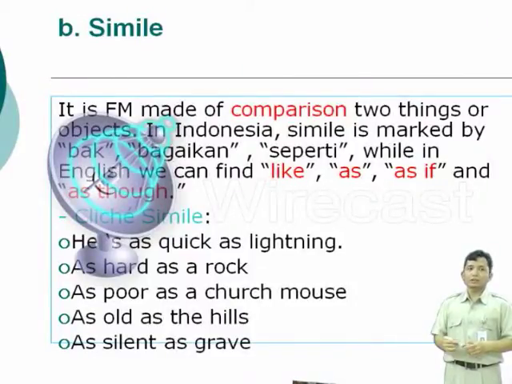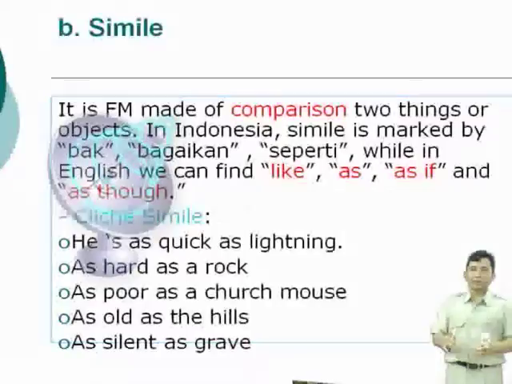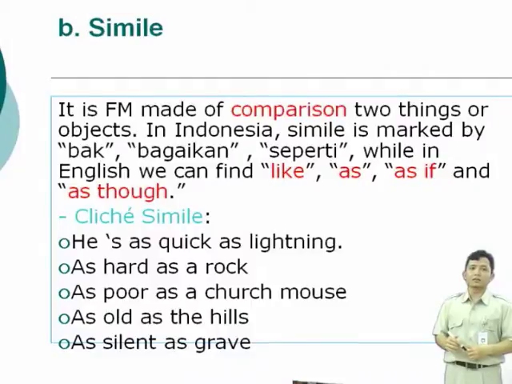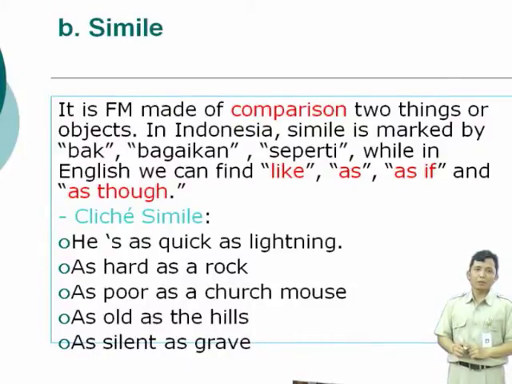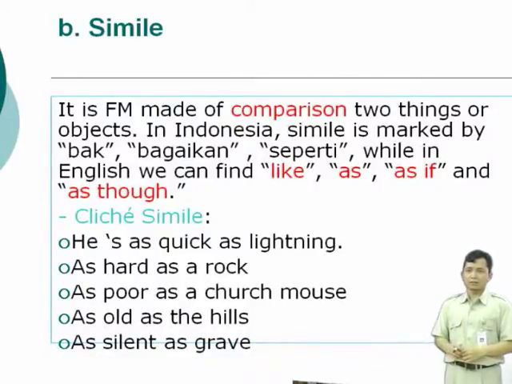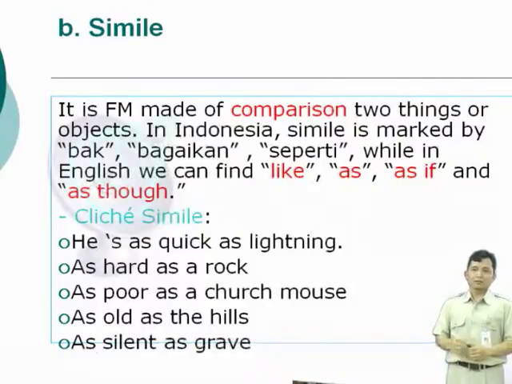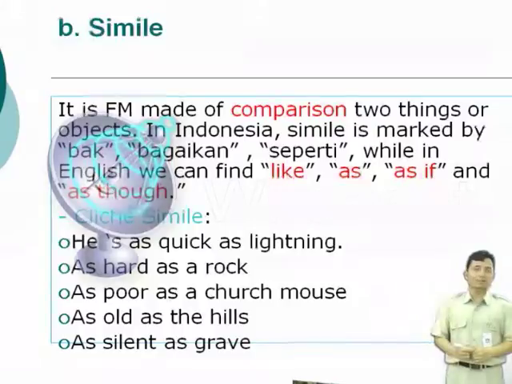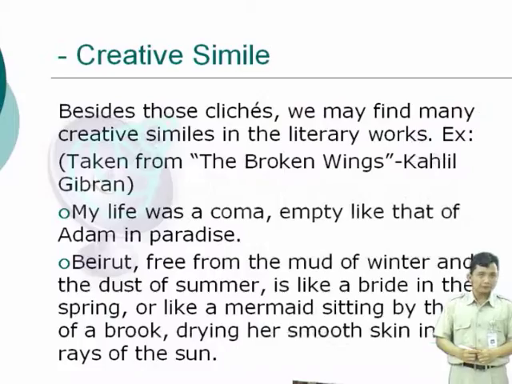It cannot be translated lexically because it has a different equivalent in bahasa. As poor as a church mouse literally means miskin tikus gereja. It is not acceptable in bahasa Indonesia, because maybe a church mouse is too low a comparison. So you can use miskin sekali. Okay. Not all similes, especially the first type, cliche simile, can be translated lexically. Let's go to the next slide.